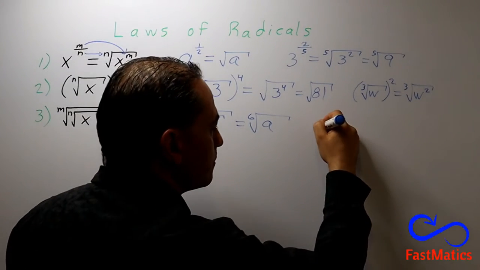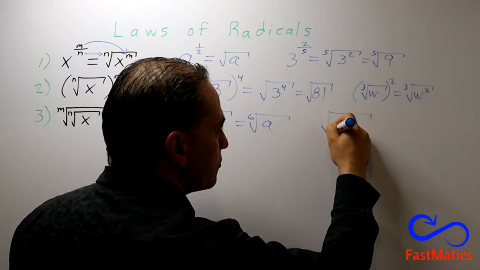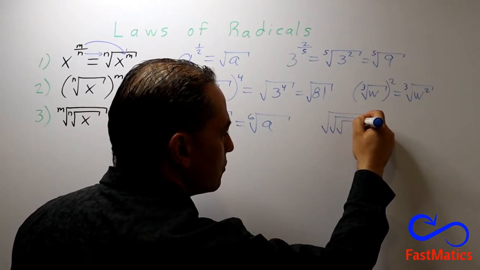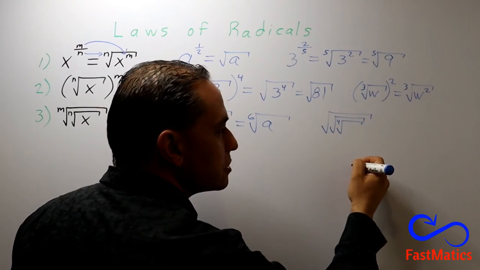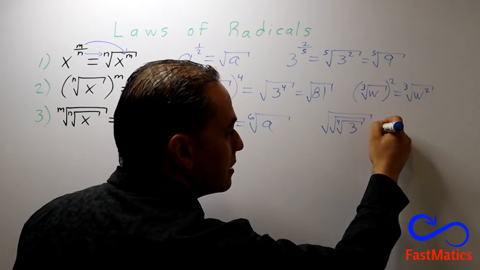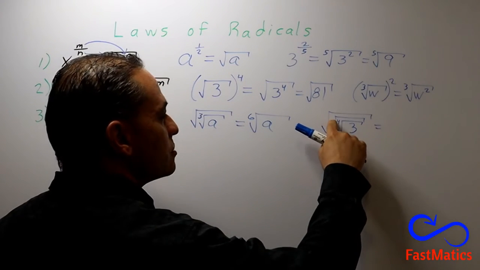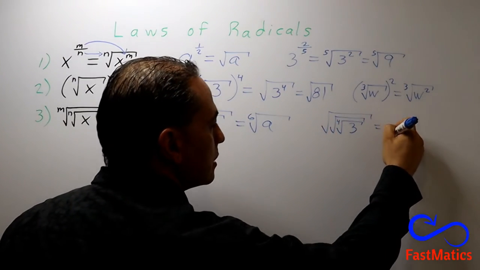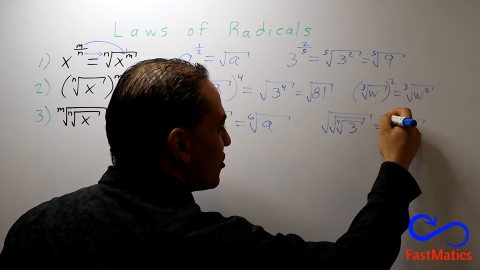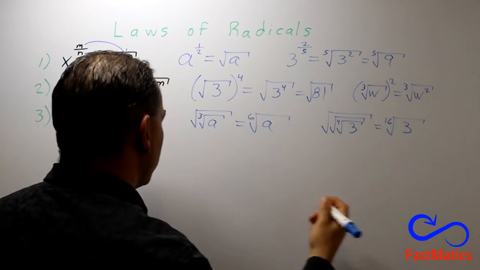Another example, the square root of the square root of the fourth root of 3 is 2 times 2 times 4. It is the 16th root of 3.